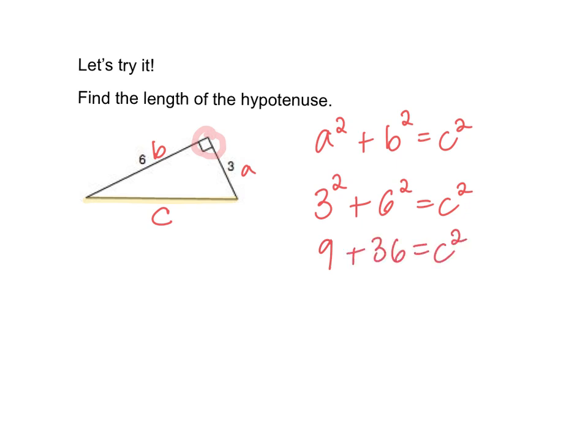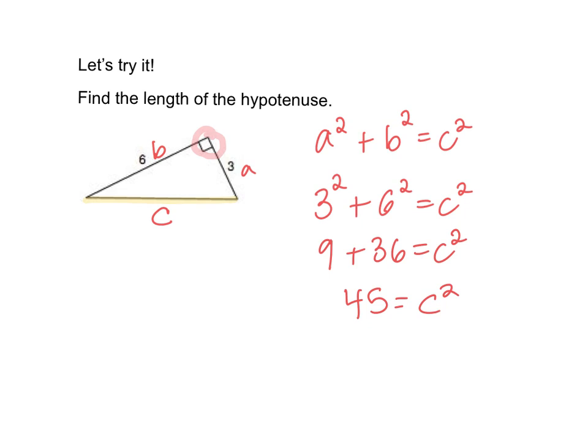If you need to use a calculator for that part, that's okay. 9 plus 36 is 45 equals c squared. Some students stop here and I can't give them points for it because the side is not 45. That would be way too long, right? If one side is 6 and the other side is 3, there's no way the side could be 45. We have to get rid of that exponent that's with the letter c.